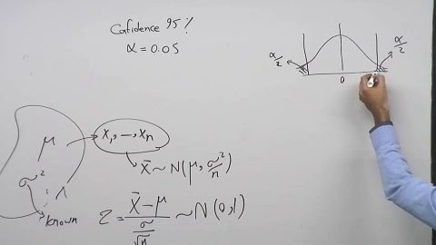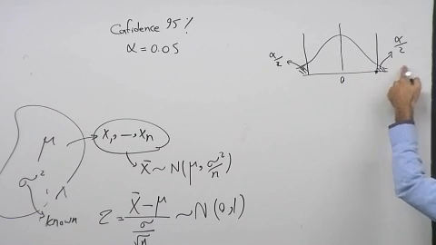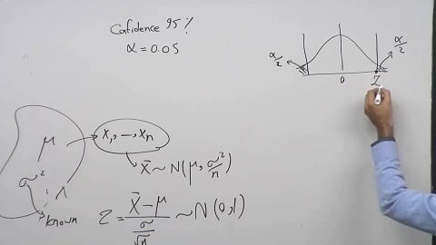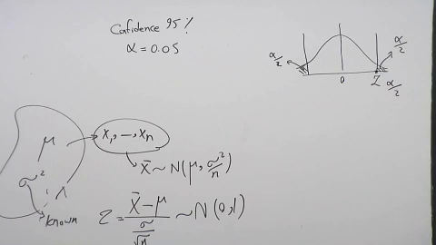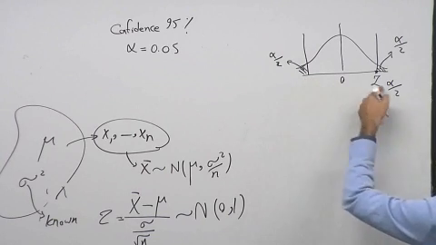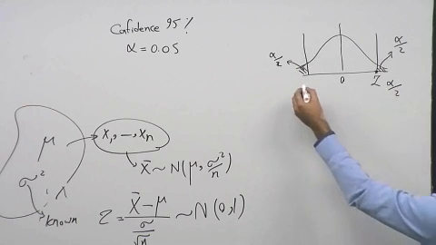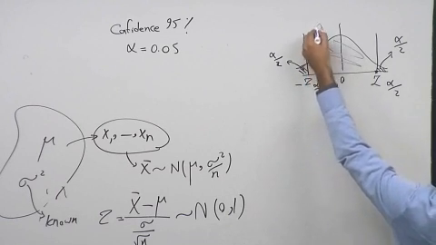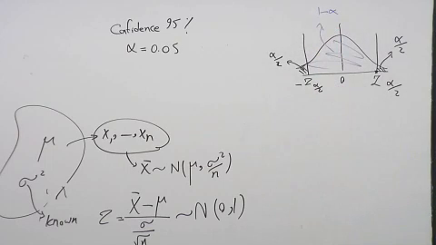What is this point here? You remember, it's a point where the probability after it is alpha over 2. What is it? Z of alpha over 2. That's the definition of the Z function. How about this one? This is symmetric. If this is Z of alpha over 2, this should be negative Z of alpha over 2, because it's symmetric around 0. Any questions so far? So what is the probability in between? 1 minus alpha, which is the confidence that I need.